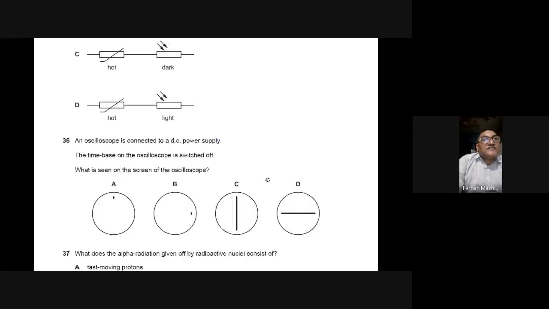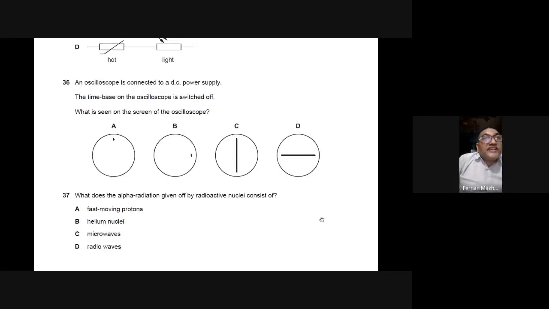Question number 36 is on your screen. An oscilloscope is connected to a DC power supply. You know the DC power supply, its direction does not change, and the time base on the oscilloscope is switched off. What is seen on the screen of the oscilloscope? On the screen of the oscilloscope, you will see a dot because the time base is off. So you will see only a dot above the mean position or below the mean position. On the given diagrams, option A is giving the right screen display when you connect a DC power supply and you switch off the time base. You will see a dot above the mean position. A is the option for question number 36.